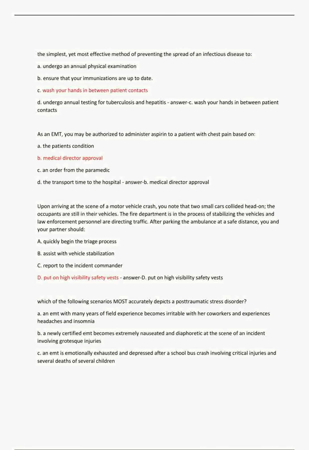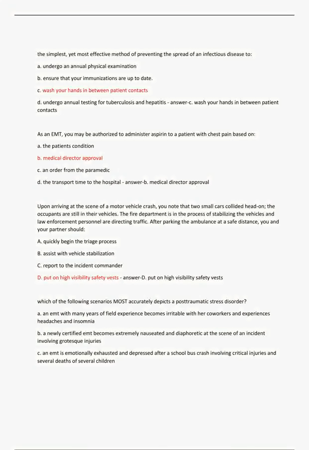Upon arriving at the scene of a motor vehicle crash, you note that two small cars collided head-on. The occupants are still in their vehicles. The fire department is in the process of stabilizing the vehicles, and law enforcement personnel are directing traffic. After parking the ambulance at a safe distance, you and your partner should: A. Quickly begin the triage process. B. Assist with vehicle stabilization. C. Report to the incident commander. D. Put on high-visibility safety vests. Answer: D. Put on high-visibility safety vests.